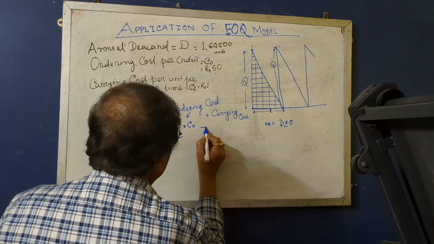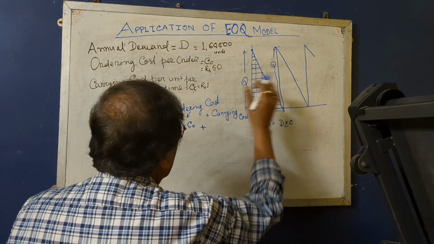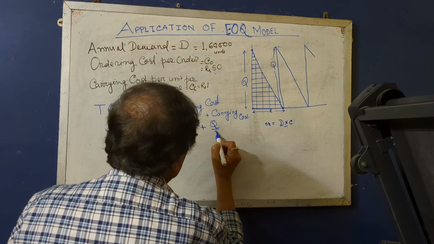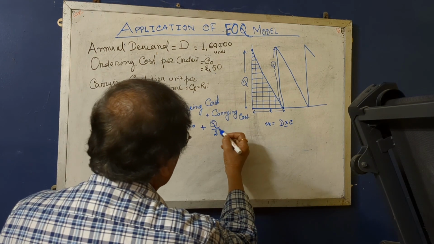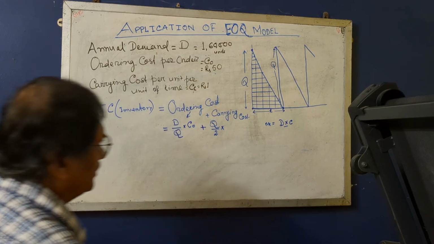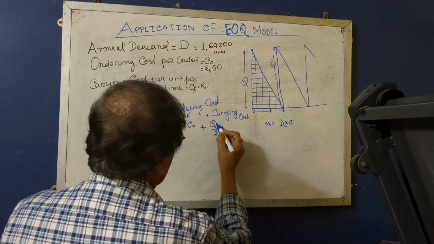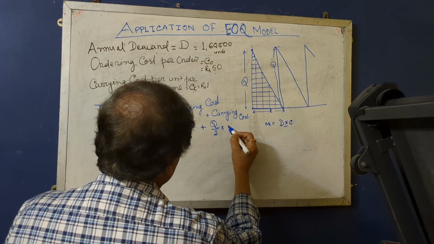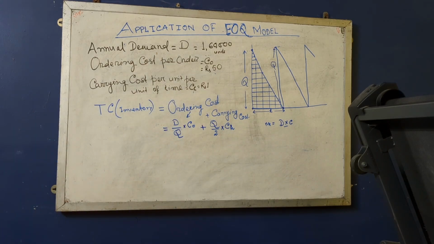Now, second, the carrying cost. How do you calculate it? First, what is the average inventory? The average inventory will be Q by 2. On an average, the inventory in your godown will be Q by 2. Sir, how has this come? That I am going to discuss here. First, I am noting the total carrying cost. This is the average inventory, and the carrying cost per unit of time is CH. That's why this is the total carrying cost.